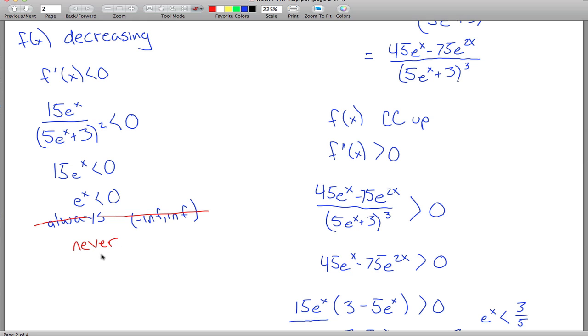Let's see, I think maybe WebWork wanted it like this, maybe, just kind of these squiggly brackets with nothing in between them. So in fact, it's never decreasing, it's always increasing. So sorry about that. Everything's still fine, just from this step, the conclusion was wrong.